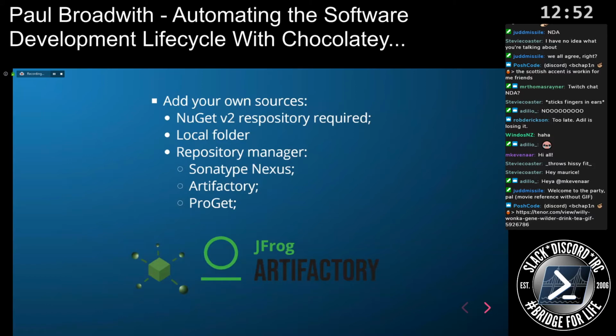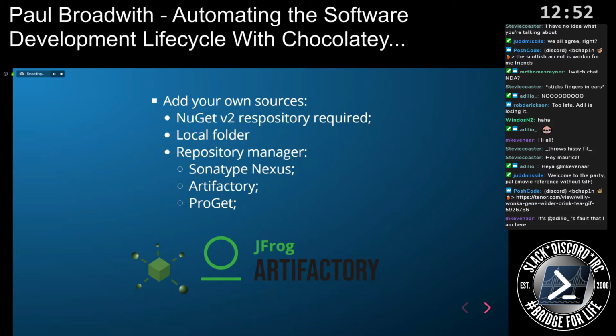But you can also add your own sources. So it would be not very good if you had to use the Chocolatey community repository for everything. And we'll come to actually see why you shouldn't in a couple of slides. But you can also add your own sources. So Chocolatey requires a NuGet version 2 repository. Okay, Chocolatey is based on the NuGet framework, so that's why it requires NuGet version 2 repository. And there are lots and lots of those repository managers out there that will give you a NuGet version 2 repository. But you can also use a local folder.